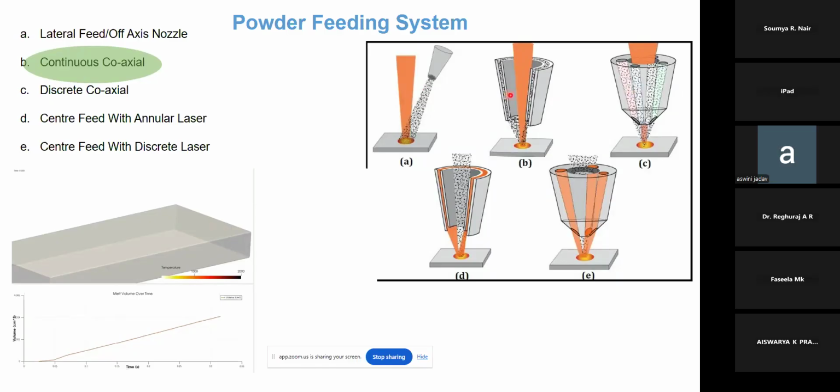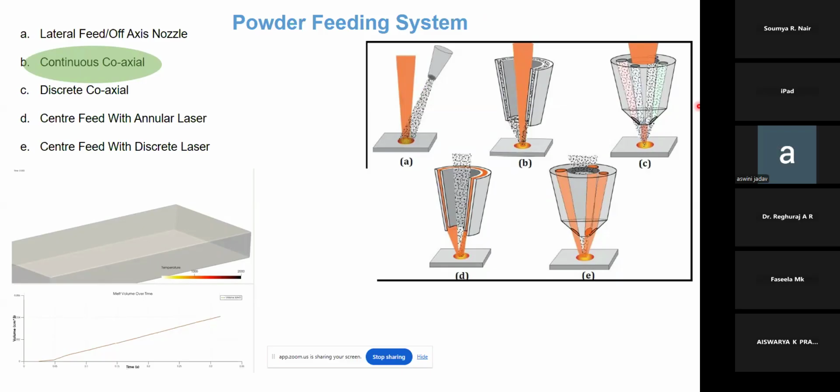Second one is the continuous coaxial system. At the center, you have a laser. Along the annular area, the powder will be fed. So this is the most predominantly used powder feeding system. Even the machine which is available in our PSG also has this powder feeding system.